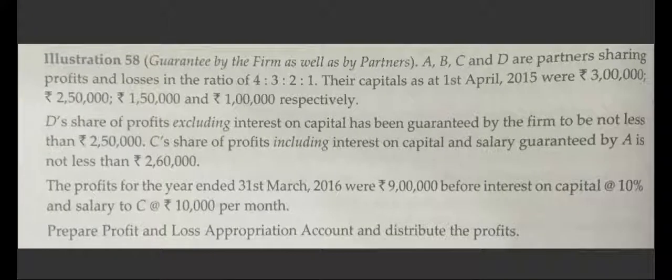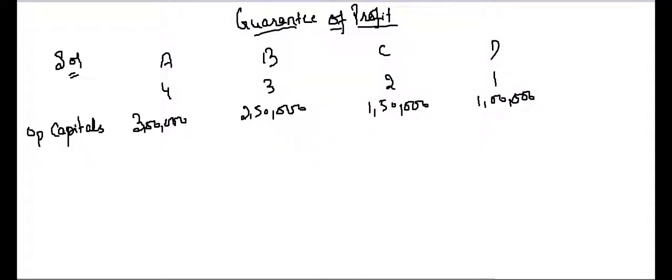right? Further, D's share of profits excluding interest on capital has been guaranteed by the firm to be not less than 2 lakh 50,000. Now this is a firm guarantee to D. Firm's guarantee to D is a minimum profit of 2 lakh 50,000 excluding interest on capital. That is, while calculating this 2 lakh 50,000, we will not consider the interest on capital. We will not add interest on capital in D's capital account. Okay.